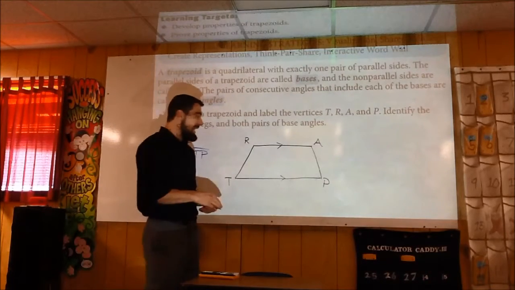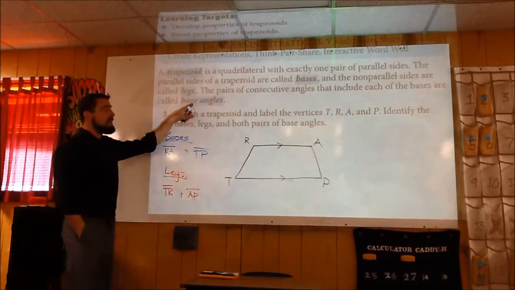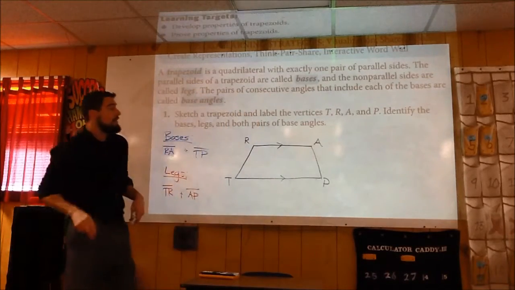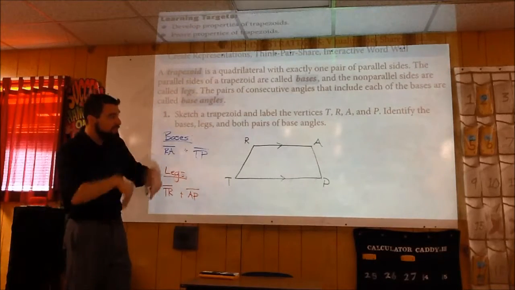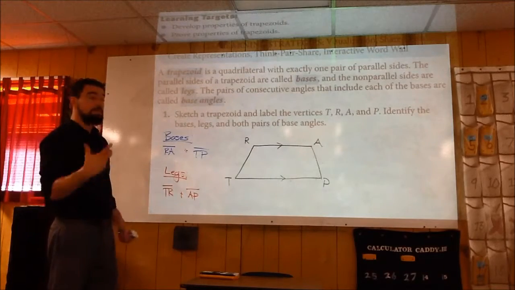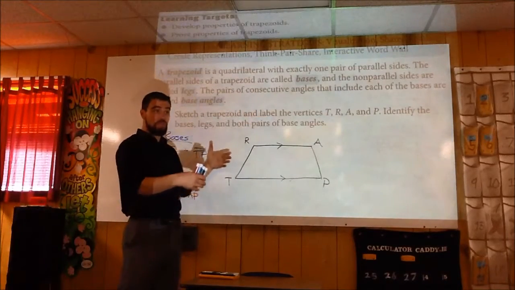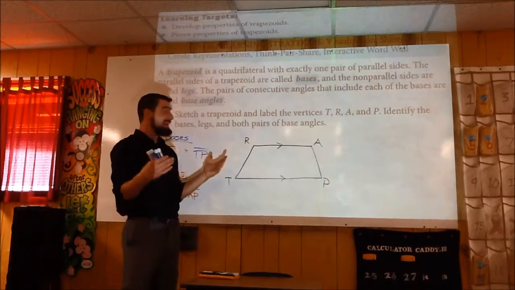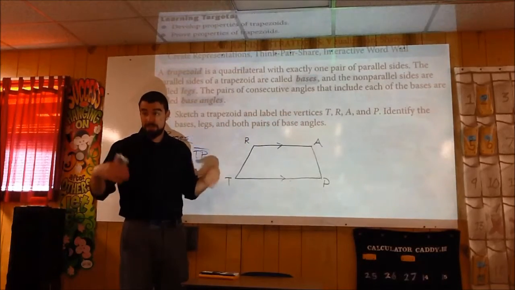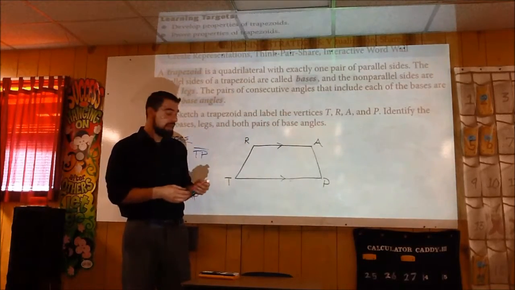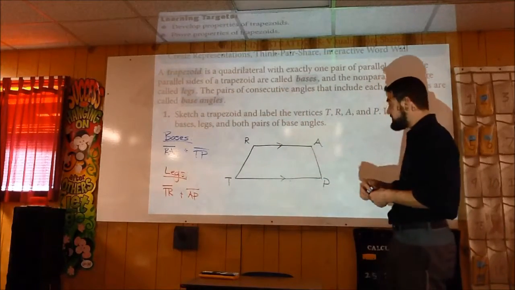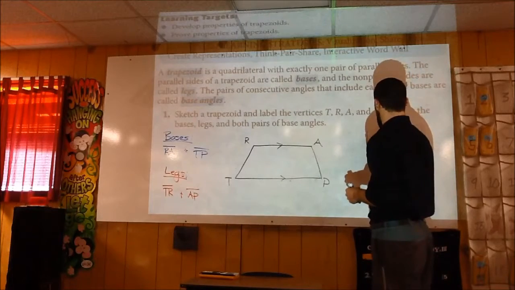Now looking at the angles, you should have written down the pairs of consecutive angles, and consecutive means right next to each other, one after another. The pairs of consecutive angles that include the bases, so we have to choose two angles that are right next to each other, but it has to include a base, meaning that base has to be in between these two consecutive angles. So what would be a pair of base angles? There's two pairs of base angles in trapezoids. Who can give me one pair of base angles?